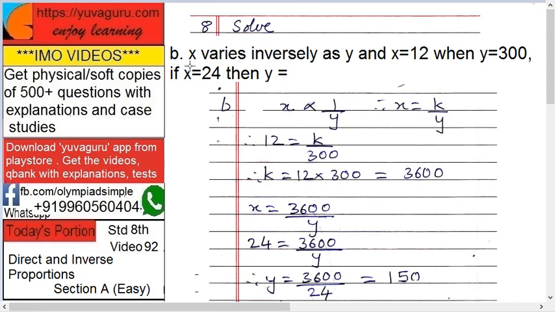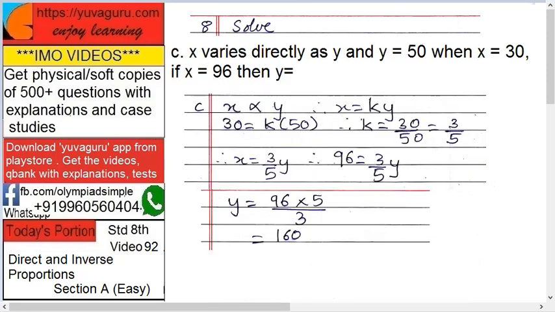So next is what? X equals 24. So 24 equals 3600 upon y. Y on the other side, 24 below, 3600. So 3600 upon 24, that is 150. Therefore y will be 150 if x equals 24.